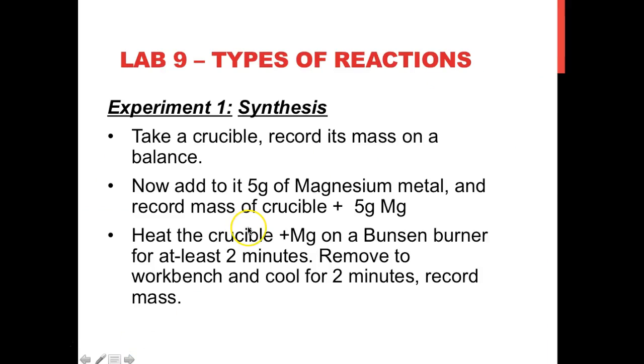So in the first reaction, you're doing a synthesis. You're taking an empty crucible and massing it. Its mass should be around 88 grams. Now to this you're adding 5 grams of the magnesium metal, so of course the mass is going to go up to 93 grams. You're now taking the magnesium and the crucible, putting it on a Bunsen burner and heating it for at least 2 minutes.